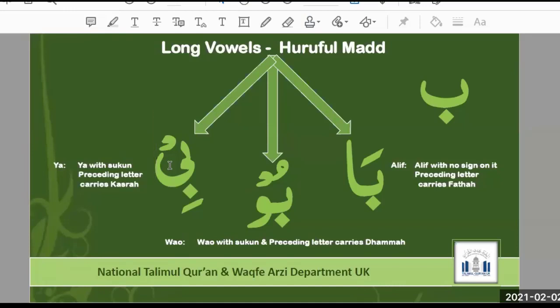Excellent. And the ya? How will you pronounce it? Would it be bi? Yeah, bi. Thank you. And if I put a sukoon sign on the top of alif, then you will pronounce it like ba? No, so would you go ba? Yes. Excellent. I was just asking, thinking whether you understood properly or not. Well done, your rules are quite strong.